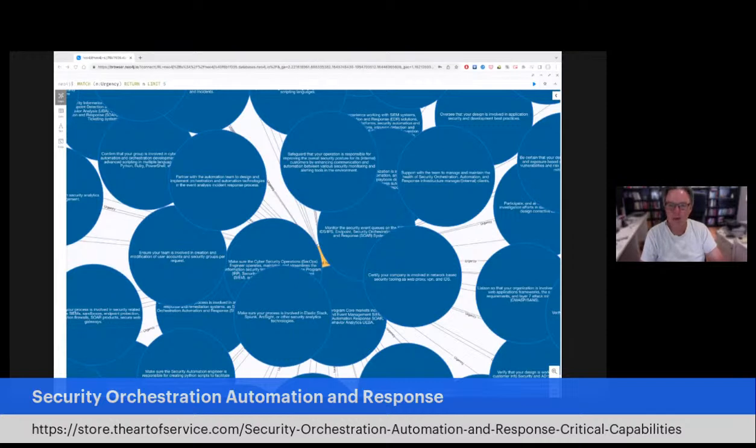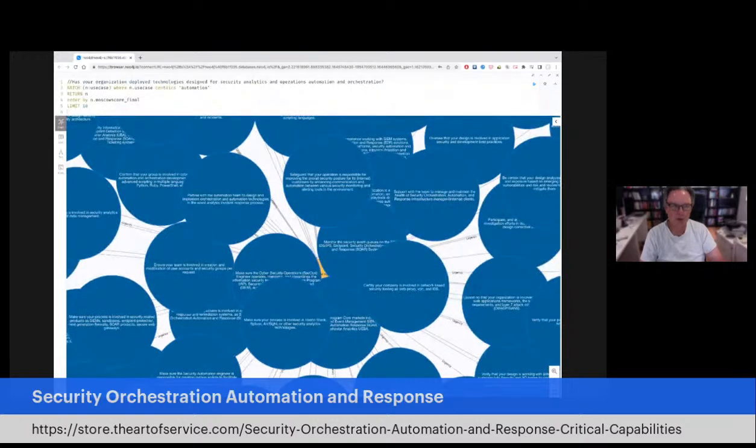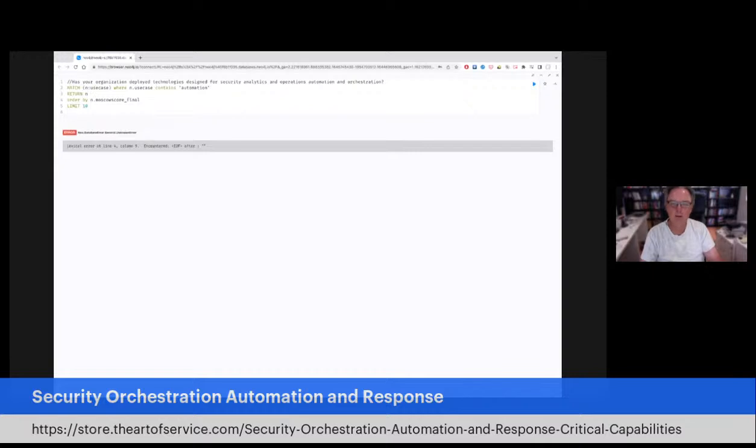The other thing that I wanted to show you, and I'm going there each and every time, is if I'm interested in a certain area on a certain topic, what will pop up, what certain question will pop up. How can this help me with answering a certain question that I have in my organization? This is an important question that a lot of organizations have. The top one here: has your organization deployed technologies designed for security analytics and operations automation and orchestration? So I want to see now all the critical capabilities, the top 10 that are related to automation, because they'll help me and set me on my way.